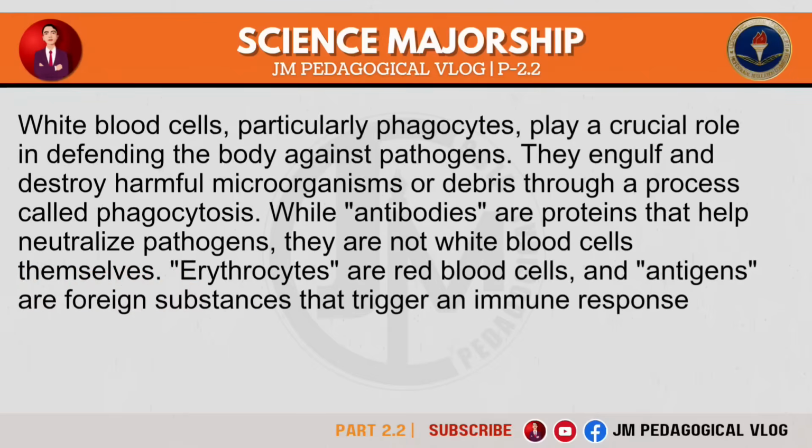White blood cells, particularly phagocytes, play a crucial role in defending the body against pathogens. They engulf and destroy harmful microorganisms or debris through a process called phagocytosis. While antibodies are proteins that help neutralize pathogens, they are not white blood cells themselves. Erythrocytes are red blood cells, and antigens are foreign substances that trigger an immune response.